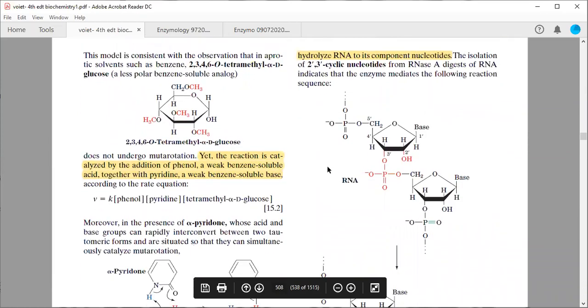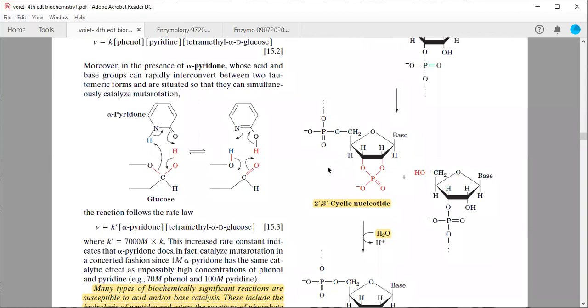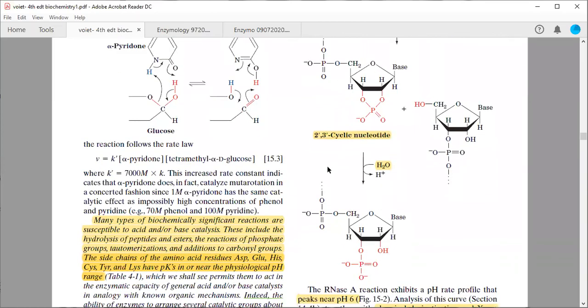Then there is a second enzyme we were discussing. This is called RNase A.